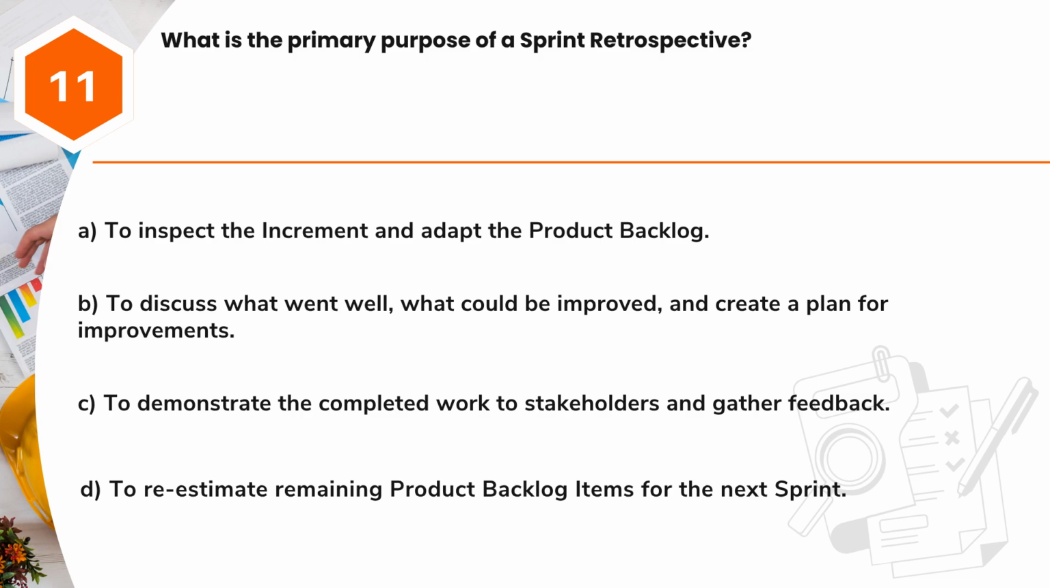Question 11. What is the primary purpose of a sprint retrospective? A. To inspect the increment and adapt the product backlog. B. To discuss what went well, what could be improved, and create a plan for improvements. C. To demonstrate the completed work to stakeholders and gather feedback. D. To re-estimate remaining product backlog items for the next sprint.